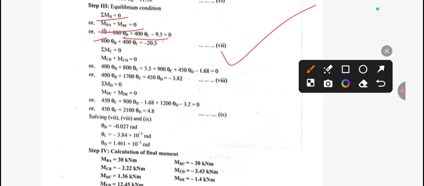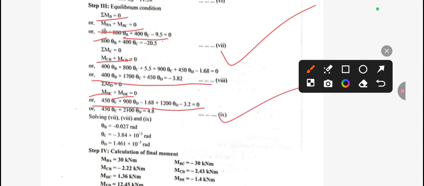And for joint C we have CB plus CD. The value of CB we have already calculated, and CD we have also already calculated, so finally we get this value. And for D, DC plus DE equal to 0. For the DC moment we have calculated this value, and for DE this value, and then we get the ninth equation.